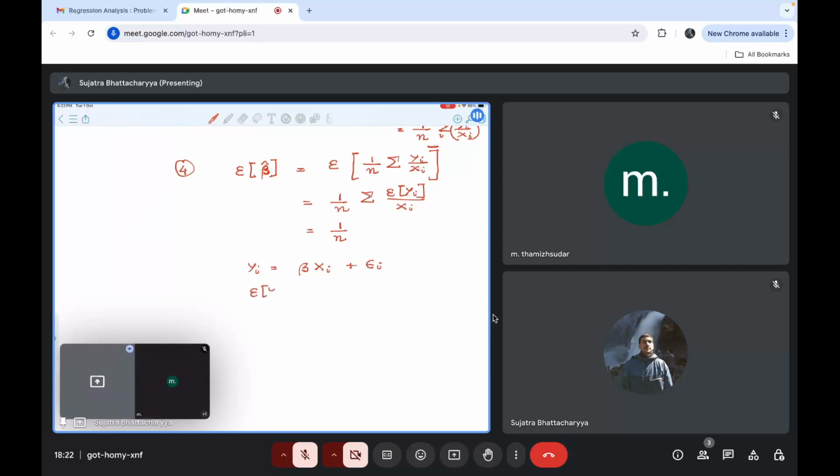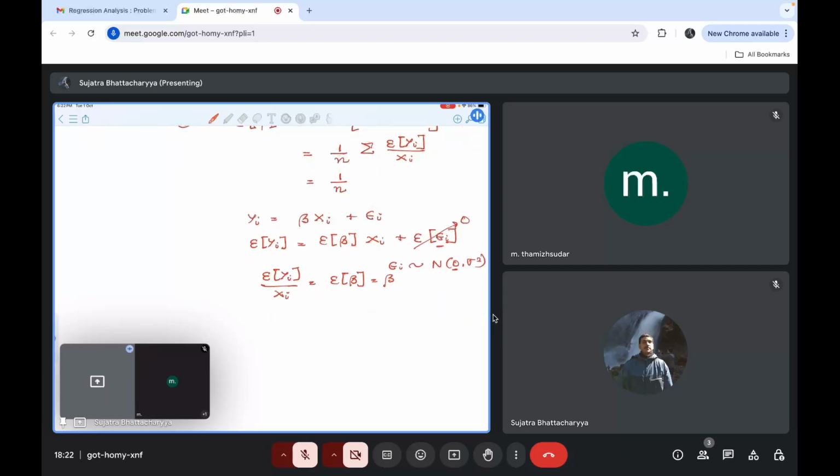Now, if I take expectation value of yi, this will be what? You have expectation value of beta into xi plus expectation value of epsilon i. But according to our assumption, the expectation value of epsilon i should be 0. Why? Because epsilon i is assumed to be normal 0, comma sigma square. So expectation value of epsilon i is 0. So we can remove it. Therefore, E of yi divided by xi can be written as E of beta, which is nothing but beta only, because beta is a constant quantity.